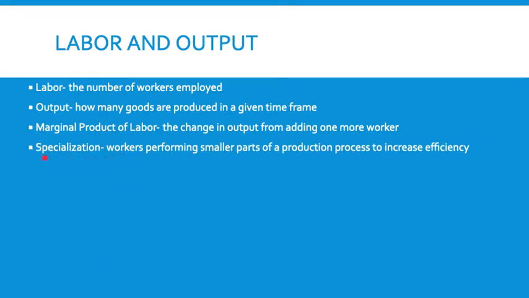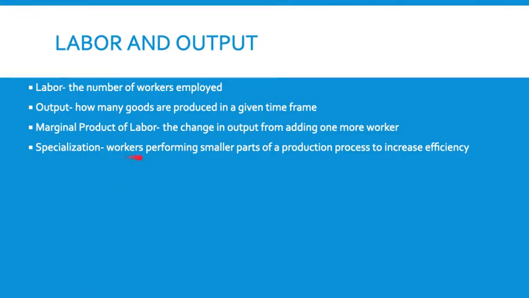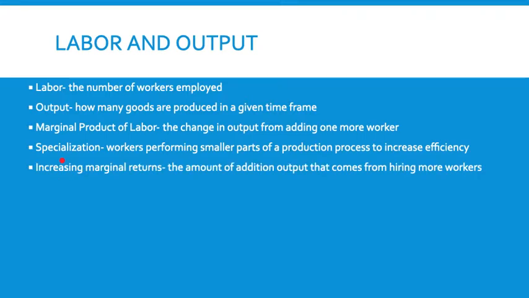Specialization. So we'll see that in an example we'll look at. Specialization, workers performing smaller parts of a production process to increase efficiency. So as you add more workers, they don't have to do the entire process from beginning to end. They get really good at one small part of the process, which means they become more productive.